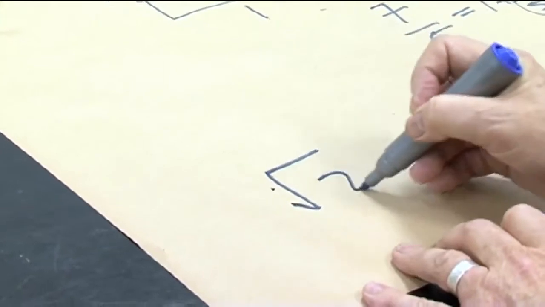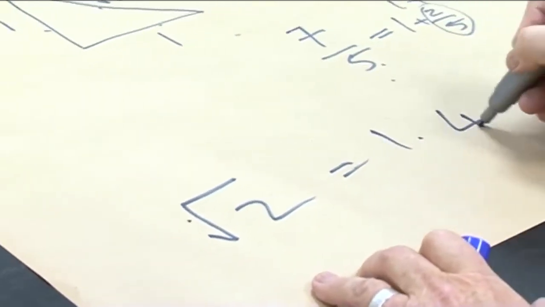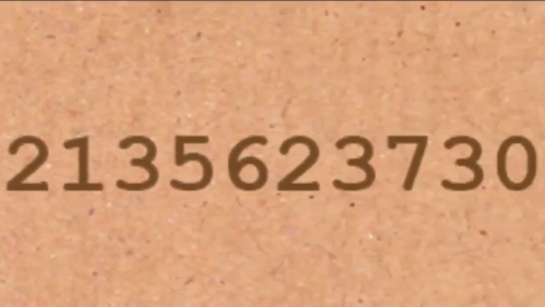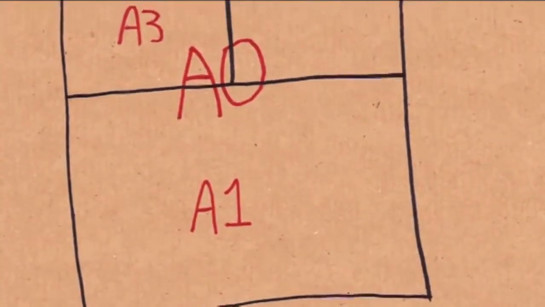Square root of 2 is this, which is 1.41. It runs on forever. It doesn't stop at a particular point. And there are a whole range of these. This is just the first of many. Another one is pi. In fact, they start off with A0. And A0 is defined to be a piece of paper which has ratio square root of 2, and it has an area of 1 metre squared.